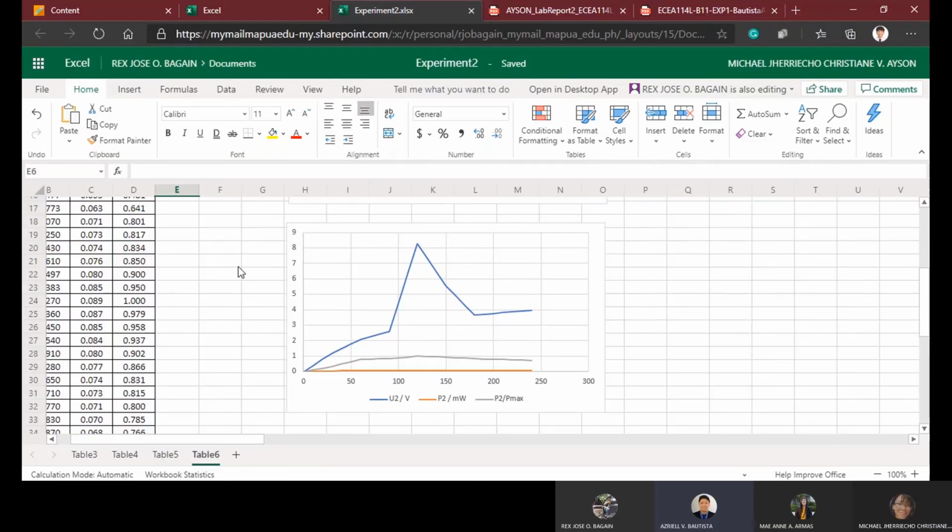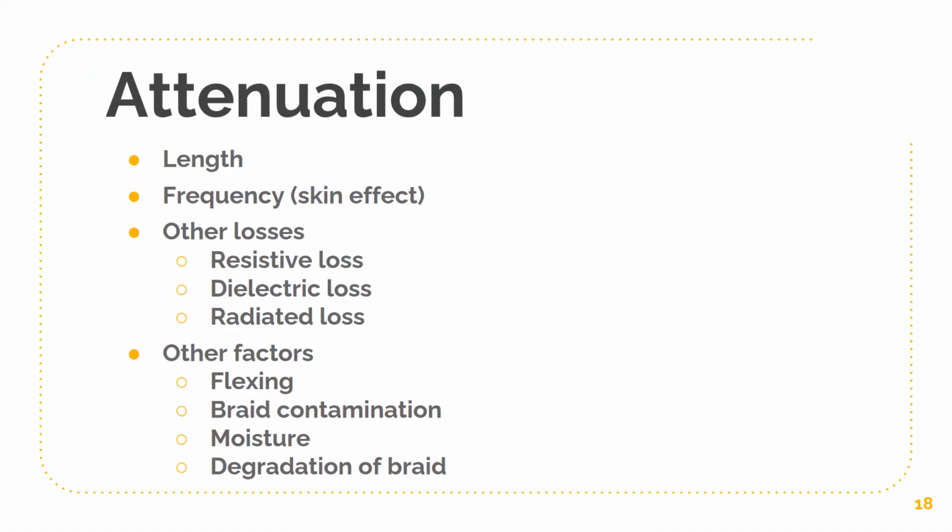line power is maximum. Presented here are various factors that affect or contribute to the attenuation of a coaxial line. First, we have length. As we know, the longer a wire is, the greater its attenuation will be, as provided by the equation of resistance, that is R equals rho L over A. And frequency. The higher the frequency is, the more it triggers the skin effect, which causes attenuation.